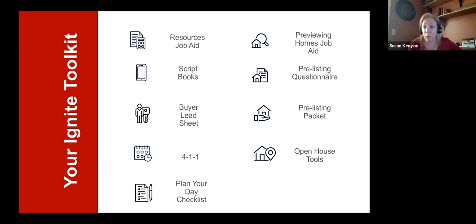The 411, which if you're setting up times with your coaches, you're going to be hearing more about. Plan your day checklist. You really need a checklist, folks. If you don't have a checklist and you don't have a system for what you're going to do, you will get to the end of the day going, I didn't do anything. I didn't actually produce anything, but I have great flyers, I have a website. Have a checklist so that the most important things get done first: your contacts, talking to people about real estate, your lead generation, setting appointments.